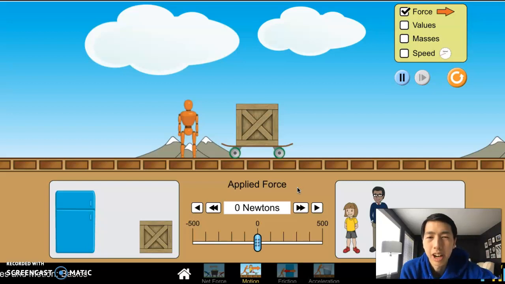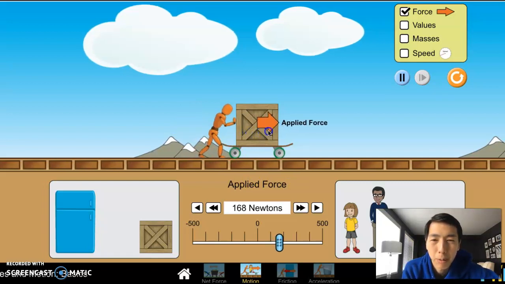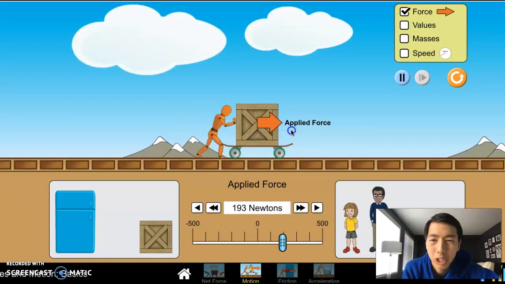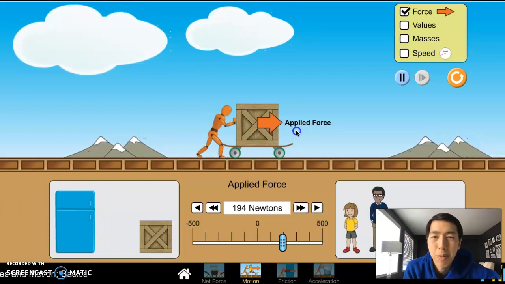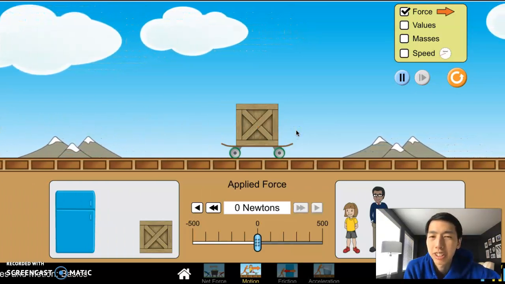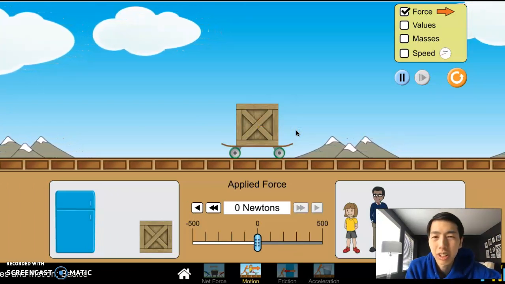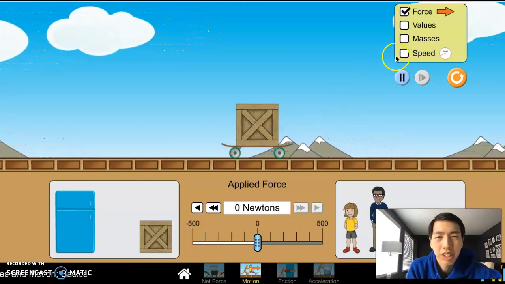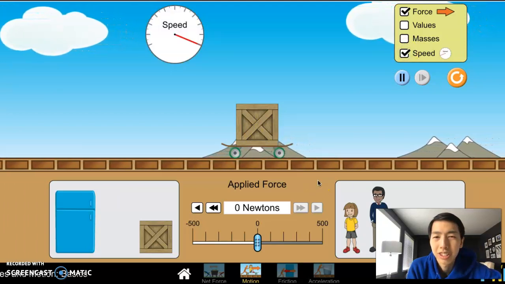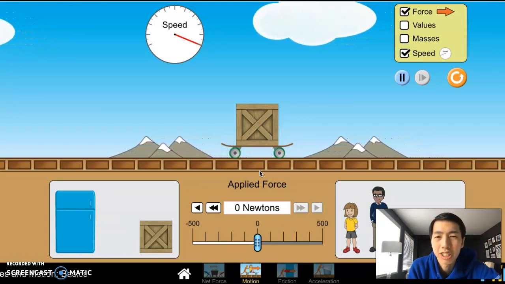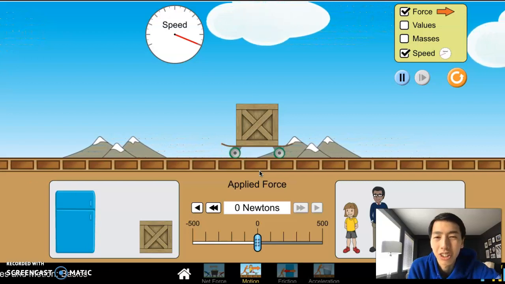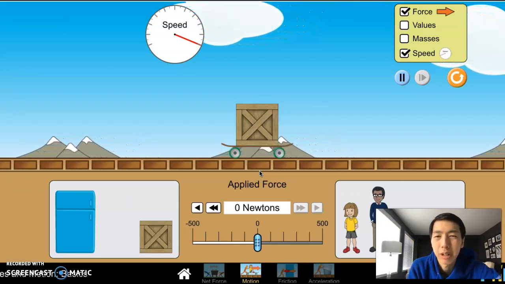However, once I unbalance the forces, I'm going to click on this dummy and drag him to the box, and now he's going to push the box. You can see the amount of newtons going up. Now this box is accelerating because the forces are not balanced. And now he's let go. Since he's let go, there's no more acceleration. So this object is going to just move and stay in this motion, constant velocity, forever, or until I unbalance the forces again.